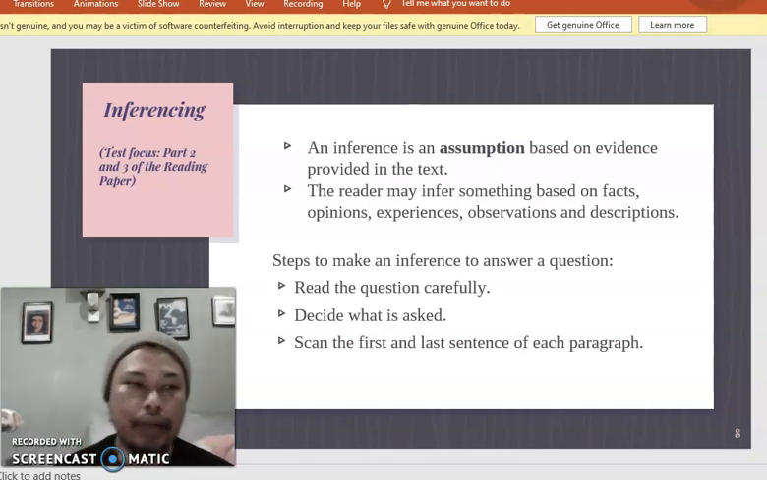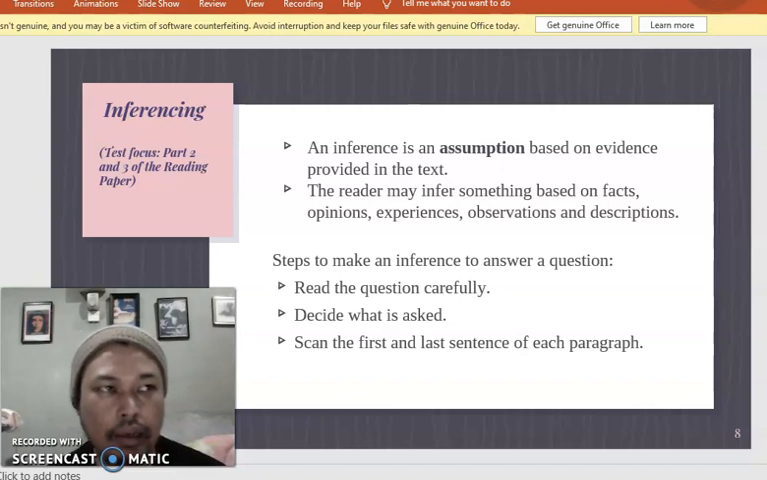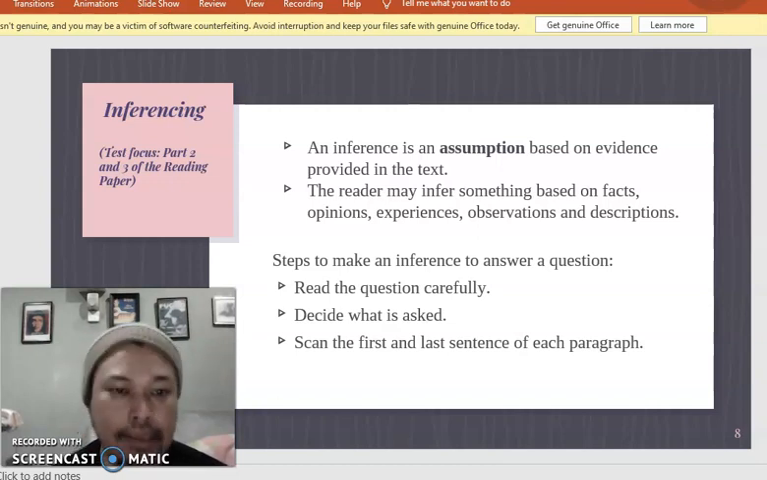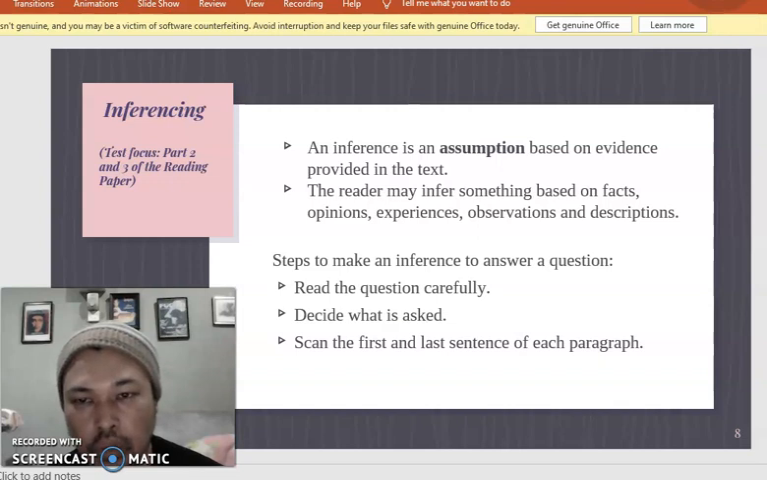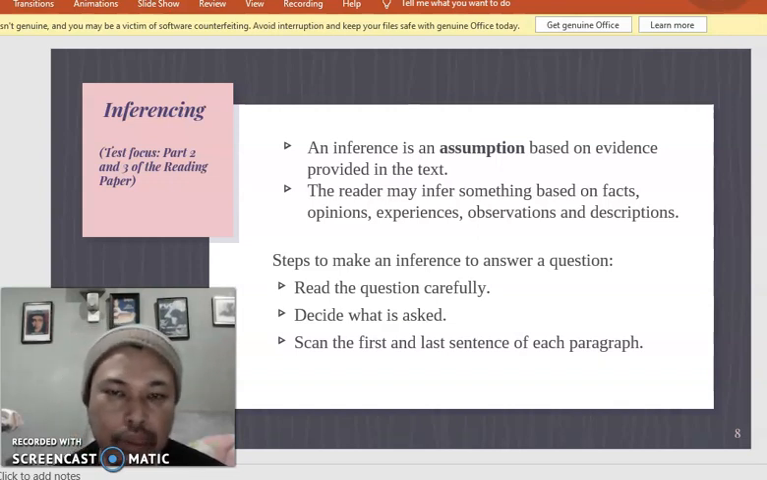Now, inference, what you call guessing the outcome. This is something that you really master at this level of reading, in college reading. Sometimes when you were in school, everything was spoon fed. Everything is there. The question, usually when you read the question, the answer will be there.